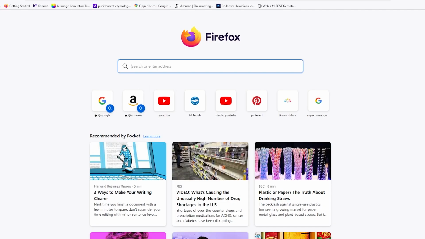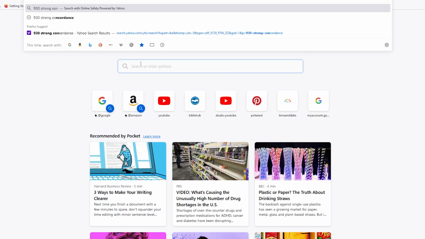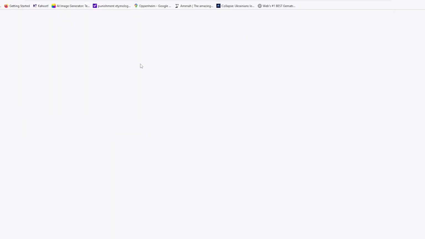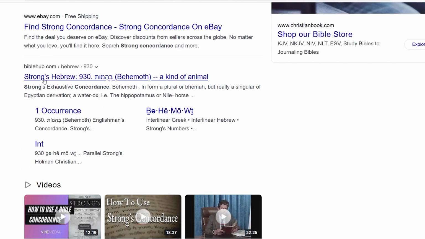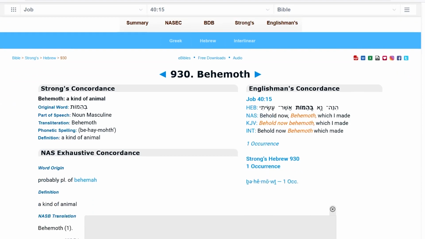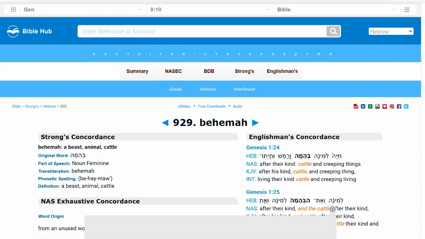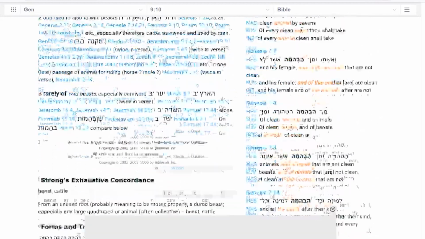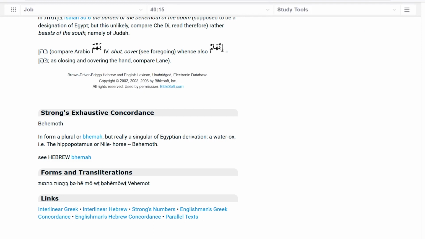So look, watch. Let me see if it has anything. Let's see. Oh, look at that. That's crazy. Hebrew means behemoth. That goes back to Satan. Water ox. Look at that. Hippopotamus. What else we got? A beast, animal, cattle. Beast. Man, that's crazy. 930. He died at 930 years.